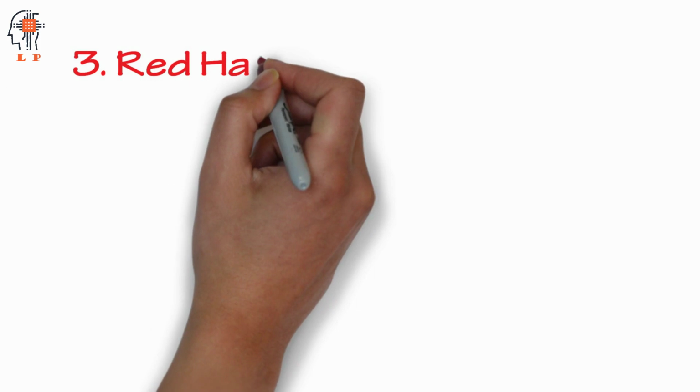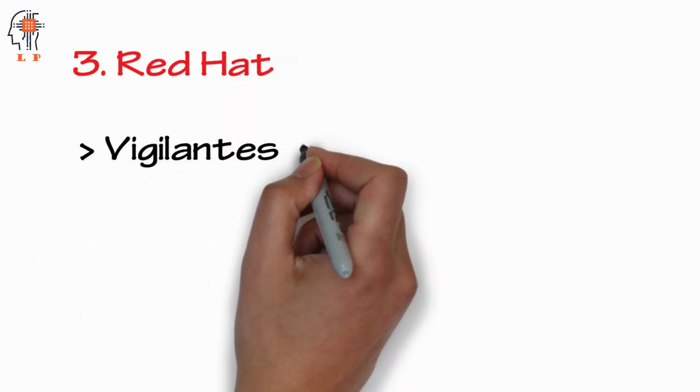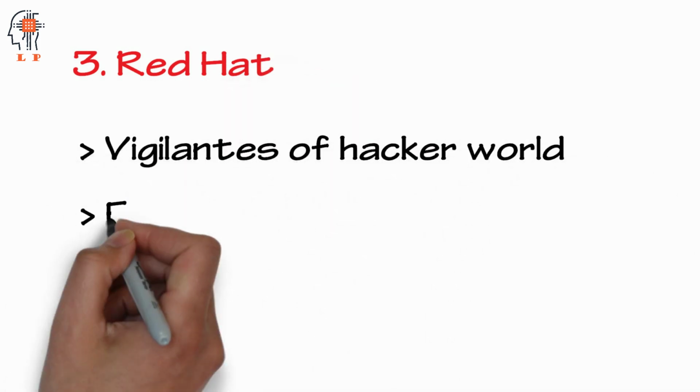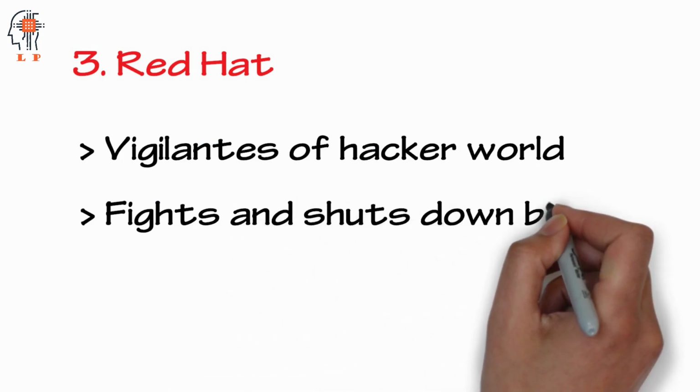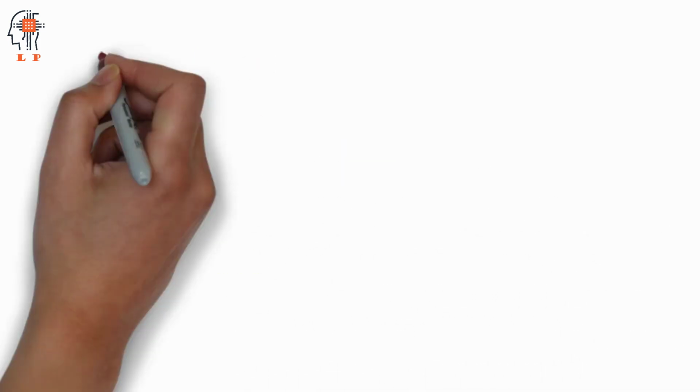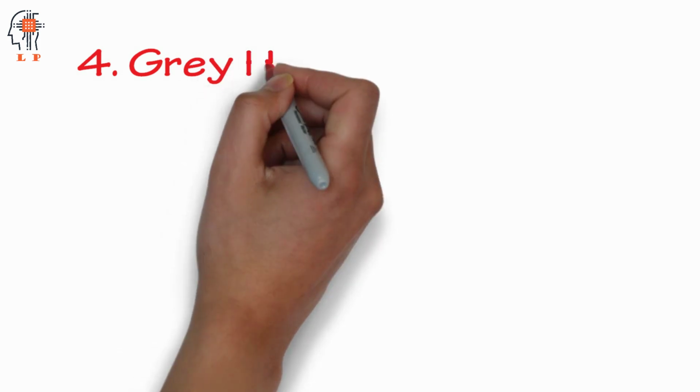Number 3. The Red Hat. These vigilantes of the hacker world fight black hats, but unlike white hats, instead of reporting them, the red hat shuts them down.